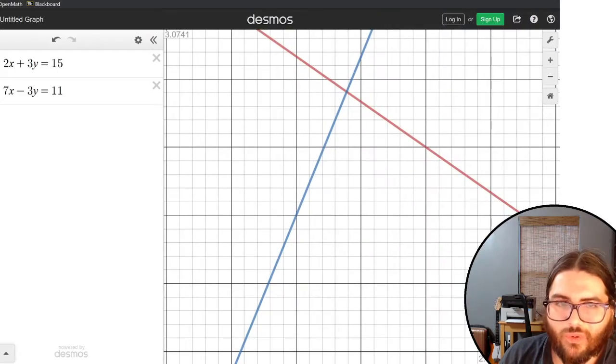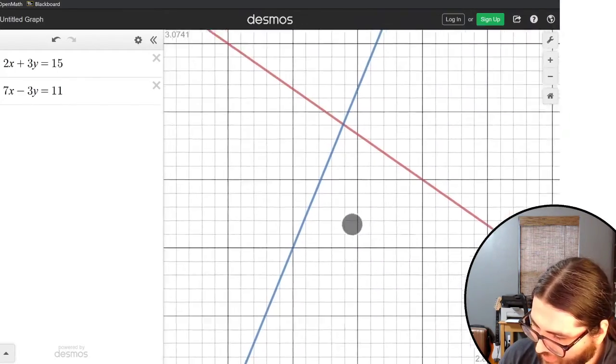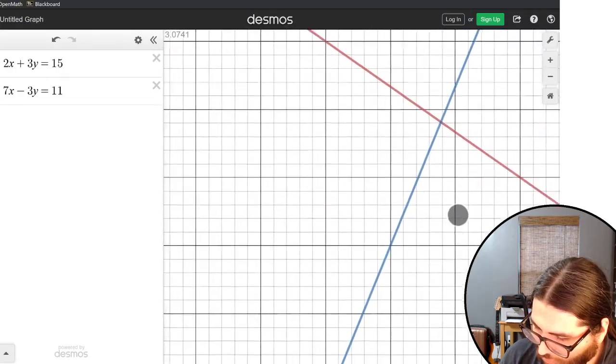Let's see. What number is that? You can't even tell what number that is. I've zoomed in so far.